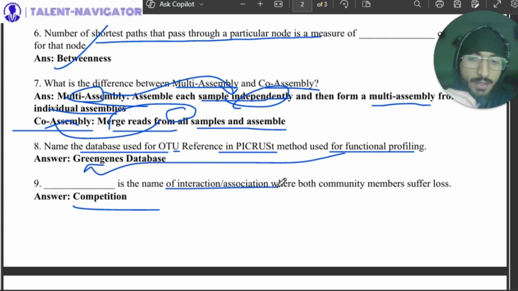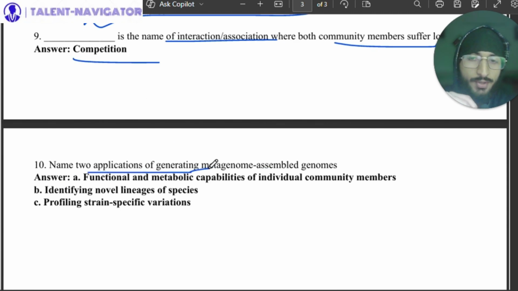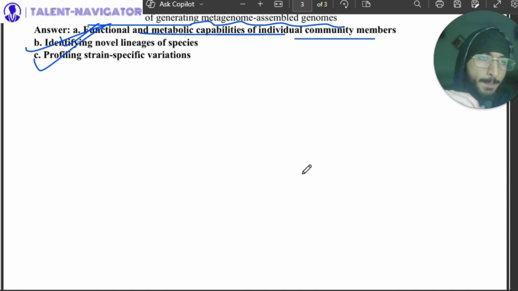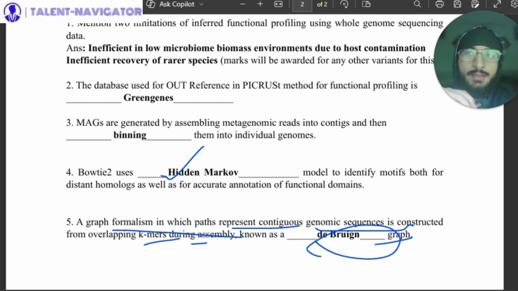Now competition is the name of interaction association where both community members suffer loss. Name two applications of generating metagenome assembled genomes. So that is functional and metabolic capabilities of individual community members, identifying novel lineages of species, and profiling strain specific variations. So that's it about the video.